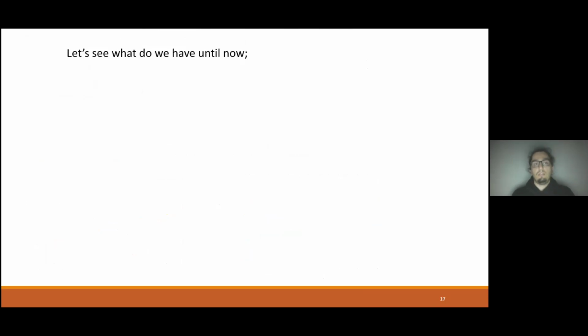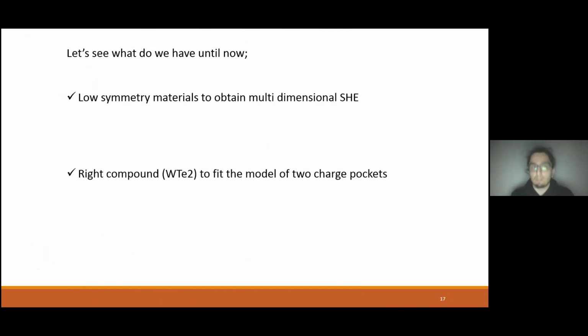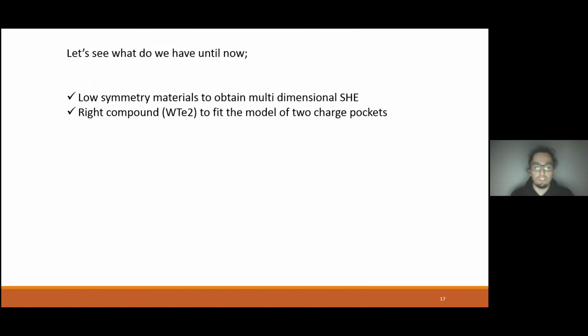So let's see what we have until now. Low symmetry materials to obtain multidimensional spin Hall effect is checked. The right compound, which is tungsten telluride, to fit the model of two charge pockets is checked. Model and DFT calculations to achieve persistent spin texture is checked.